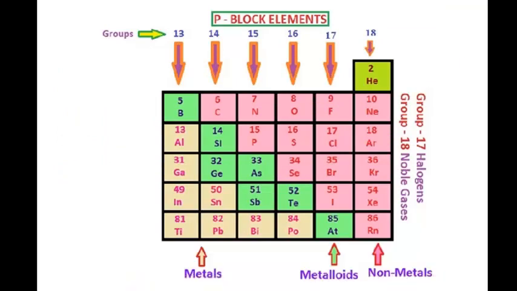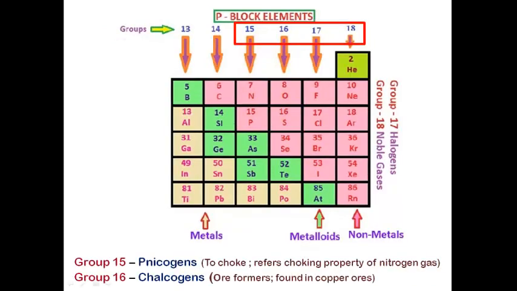Group 13 and 14 we have learnt in first year. Group 15, 16, 17 and 18 we will be learning in the second year. So in this video I will be discussing only group 15 and group 16. Group 15 is also called the nitrogen family or pnictogens, which refers to the choking property of nitrogen gas. And group 16, that is the oxygen family, is also known as chalcogens.